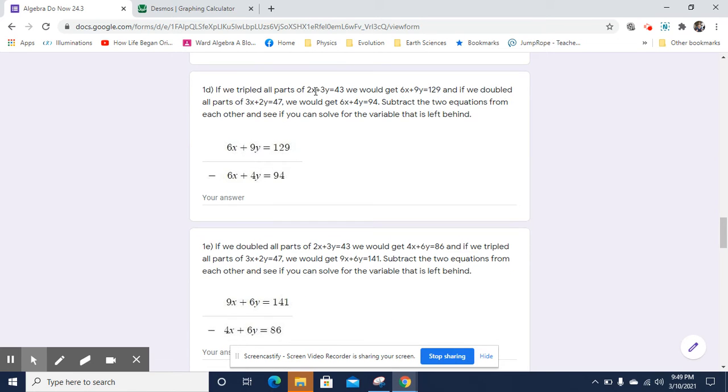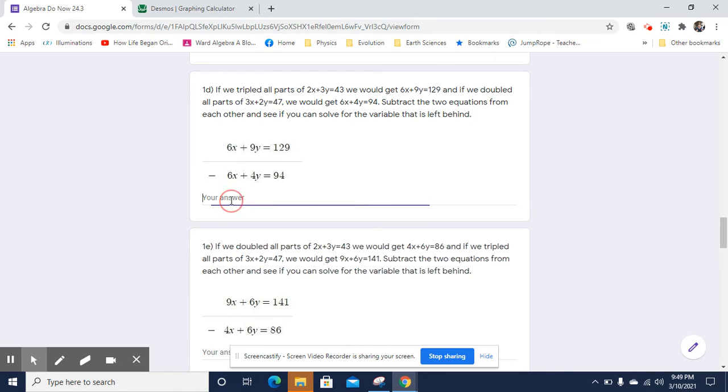All right, now, let me take a look at this a different way. So if we tripled every part of this equation, 2x would become 6x, 3y would become 9y, and 43 would be 3 times 43, which is 129. So you get this equation: 6x plus 9y equals 129. Now, if we doubled all parts of 3x plus 2y equals 47, that's your friend's purchases, 3x becomes a 6x, the 2y becomes a 4y, we're just doubling them, and 47 becomes 94. And then we stack those 2 equations on top of each other, and I'm just going to subtract.